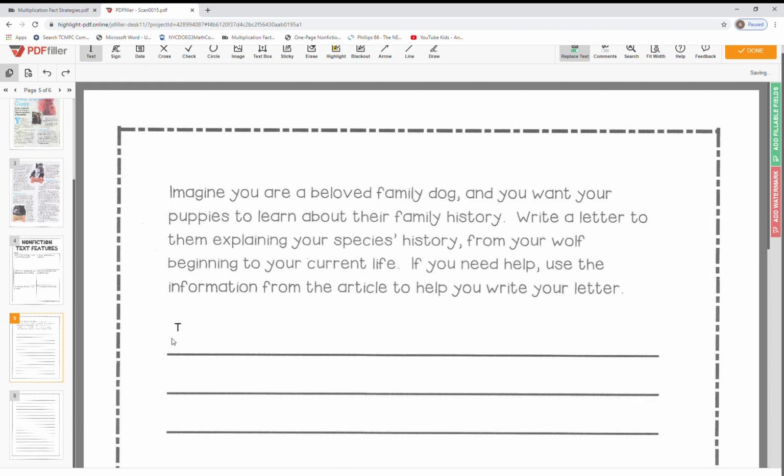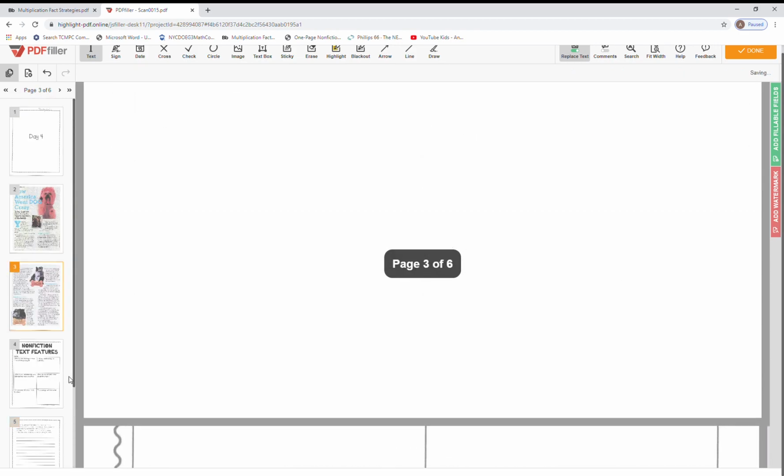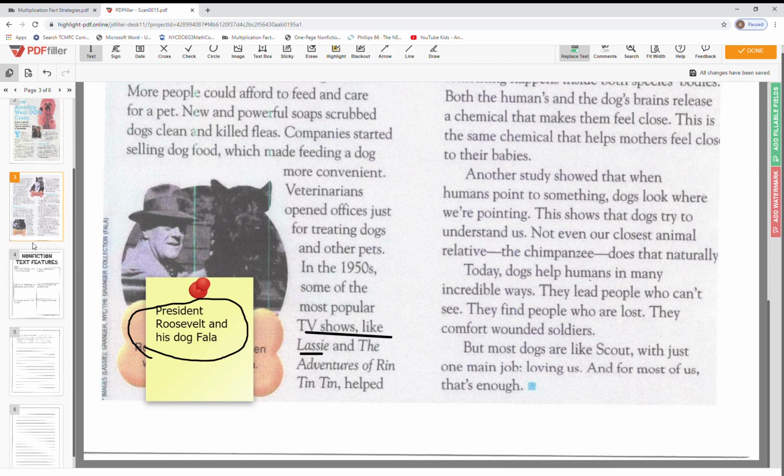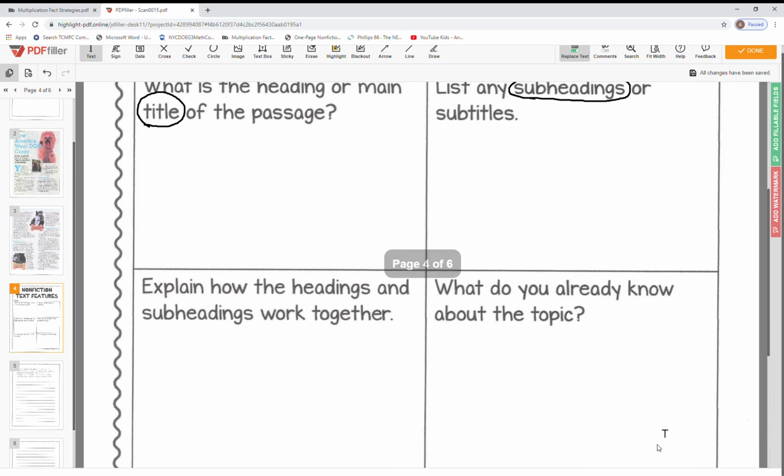So here we go. I'm going to put it here. So first we started with wolf or wild dog. 2, right? Work dogs to part of the family. Something happened between work dogs and part of the family. You need to look in your text. It talks about some things in there. In fact, if you look under the subheading from workers to pets, that will help you figure that out.